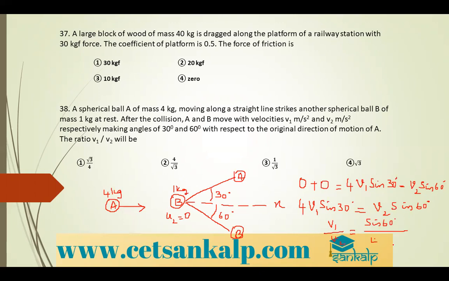I want the ratio v1 by v2 is equal to sine 60 divided by 4 into sine 30. So it is root 3 by 2 over 4 into 1 by 2. 2s cancel, again this 2 comes down. So the answer will be root 3 by 4. So option 1.